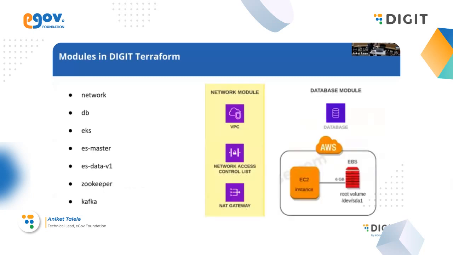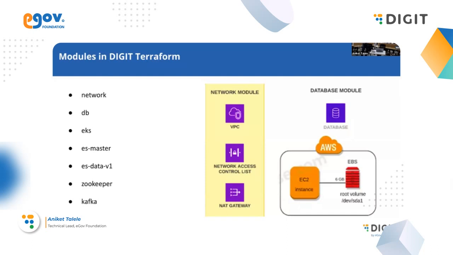So this is the last slide on Terraform. What are the modules in Digit Terraform? We have first a network module. The network module creates our VPC, private subnet, public subnet, all networking related things. Then we have a DB module. The DB module basically creates the Postgres RDS, which is required to store the data of Digit services. And then it will create an EKS cluster. EKS is basically a Kubernetes cluster. It's a service provided by AWS. Basically, they will manage the Kubernetes cluster for us.